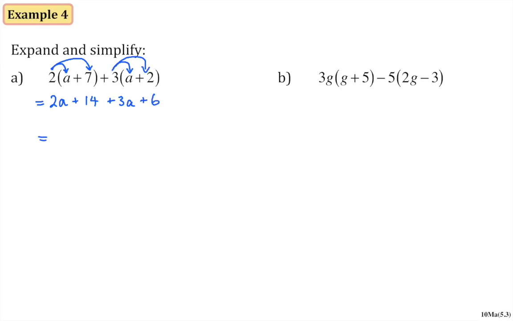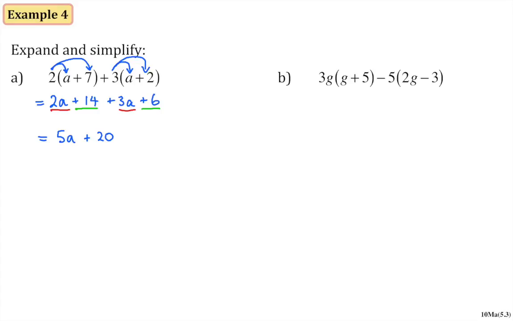Now we add the like terms together. I've got some A's there. 2A plus 3A is 5A. I've got the number 14 and the number 6. Positive 14 and positive 6 add to give positive 20. So the first line of working here is the expanding, and the second line of working is the simplifying. So we expanded first and simplified second.